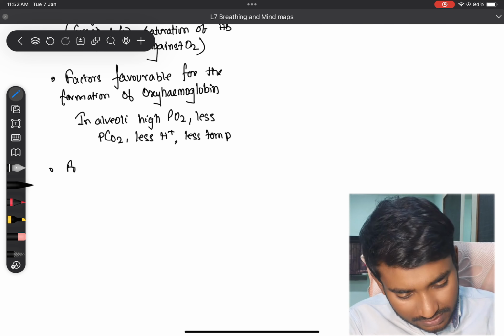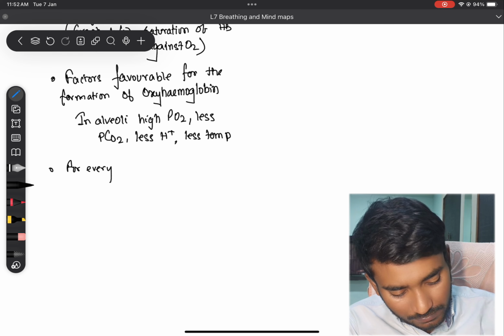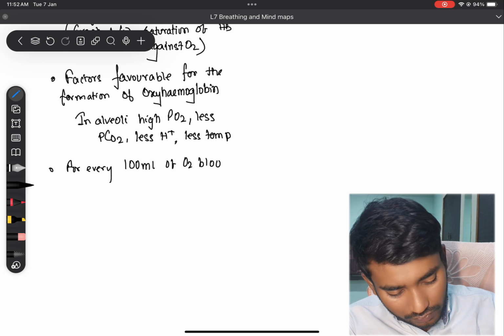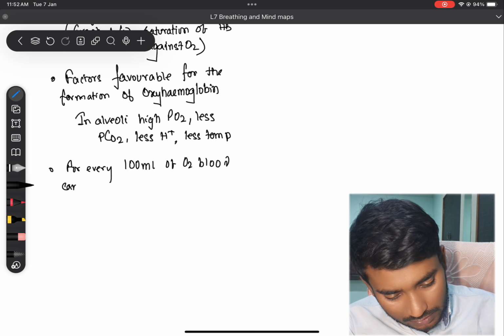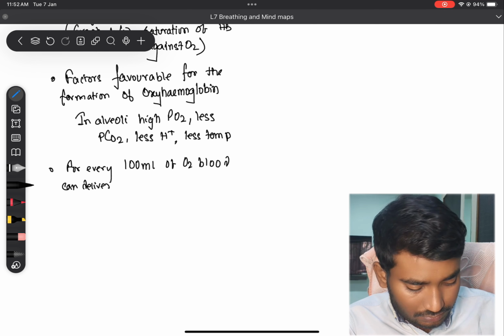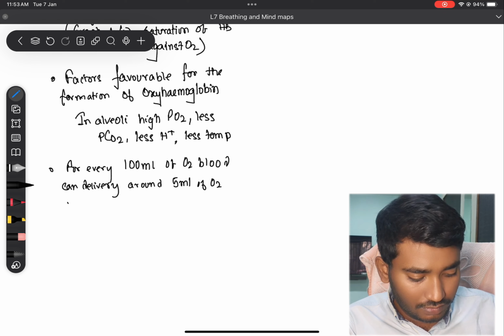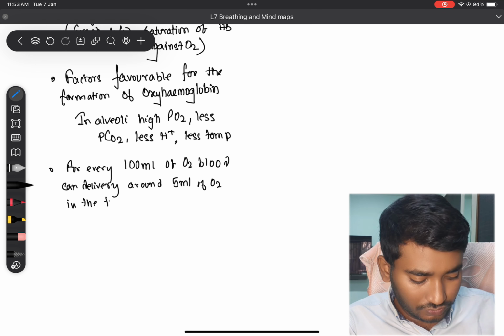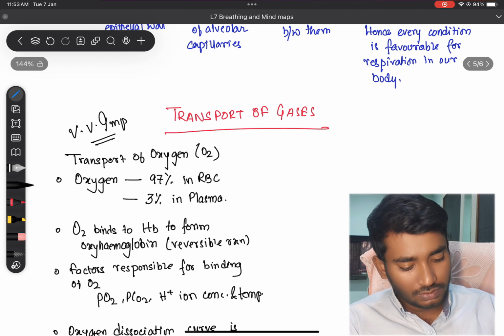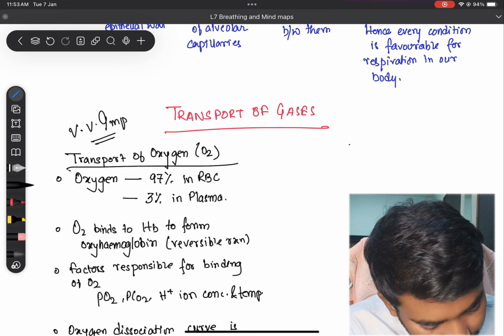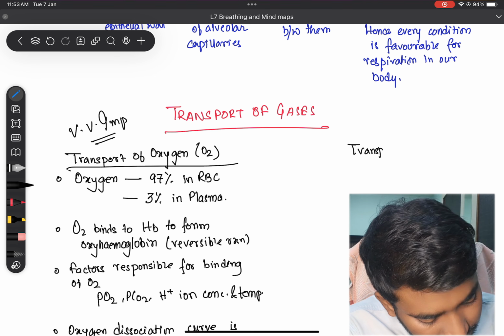The next one: for every 100 ml of blood, it can deliver around 5 ml of oxygen to the tissues. Okay, that was the transport of oxygen. Now this is the transport of carbon dioxide.